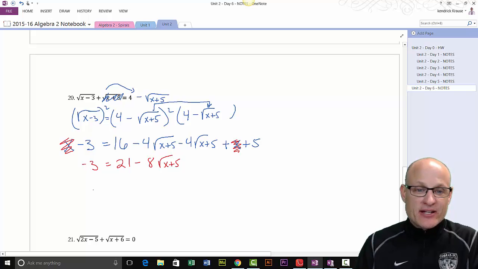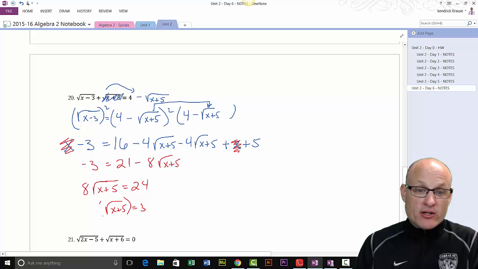I hate having that negative, so I'm going to move that over here. 8 radical x plus 5 is equal to 24. That's making it look nicer. Divide. Now, isolate the weird thing, get the weird thing alone. Now, this is like a beginning problem. Isolate the weird thing. I get radical x plus 5 equals 3.